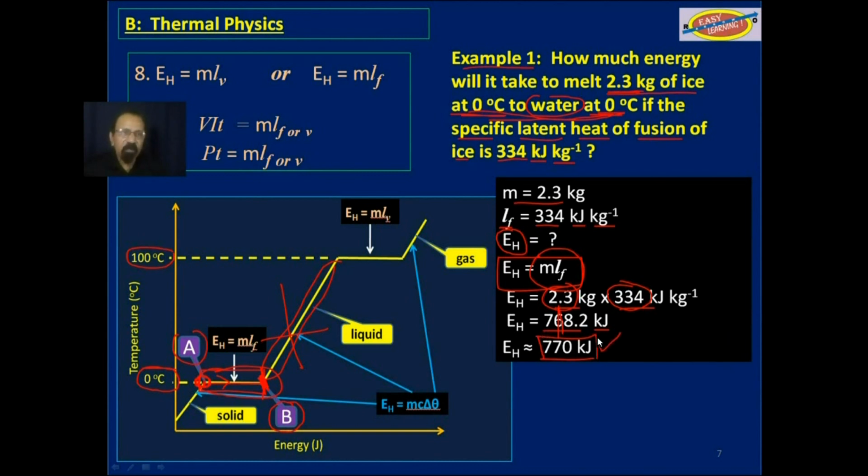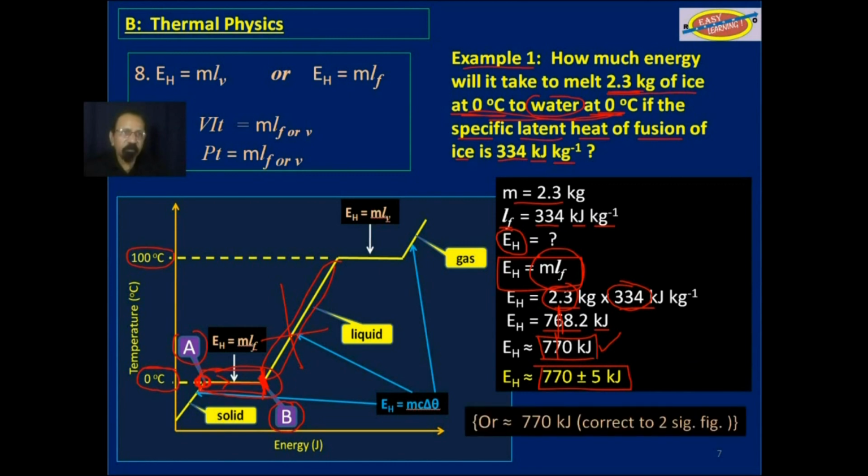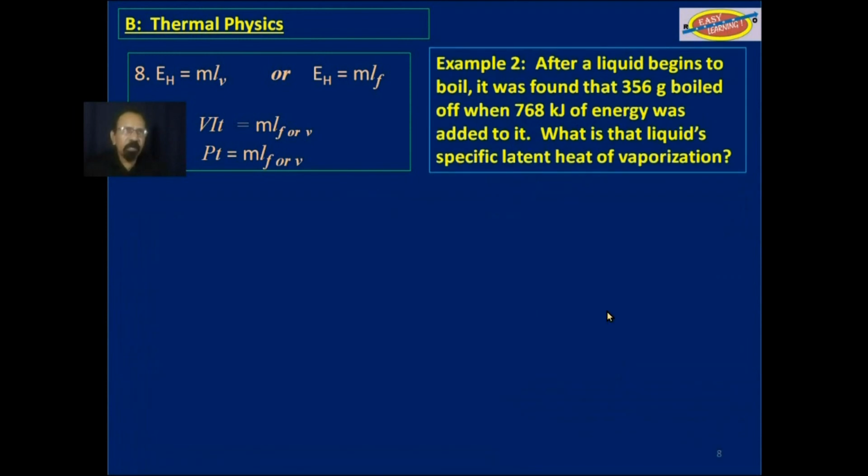However, just to be on the safe side, since we know we are rounding off at the tens position, we take half of that position as our uncertainty, and we represent our answer better as 770 plus or minus 5 kilojoules. Now, that one was fairly easy. This is correct too, but this is the one that CSEC accepts. Let's look at example 2.